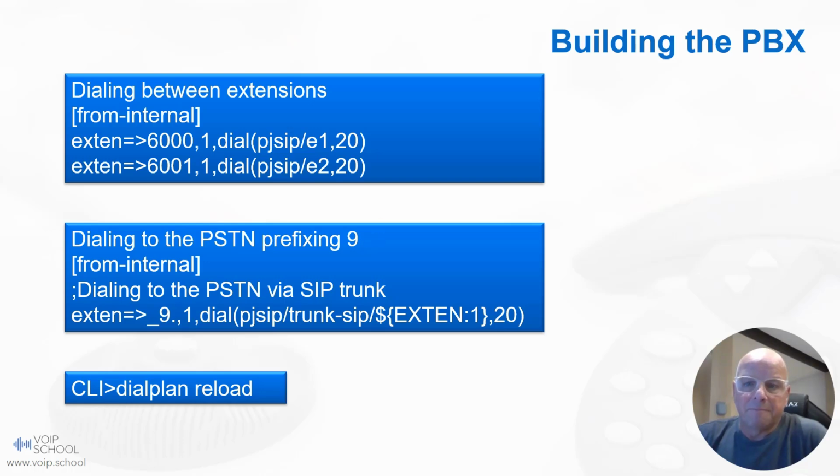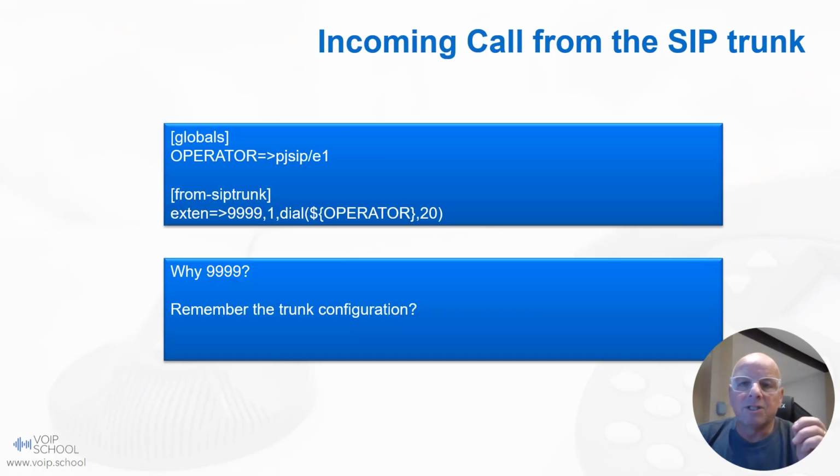In this slide, we'll discuss how to handle an incoming call from the SIP trunk in Asterisk. In the first code snippet, we show the global setting. We are setting the global variable operator to the channel PJSIP/e1. Now on from-sip-trunk, this is the context of our trunk, we have the extension 999 on priority 1, dial this channel, the operator channel, 20. So this is a way to handle incoming calls to the operator.